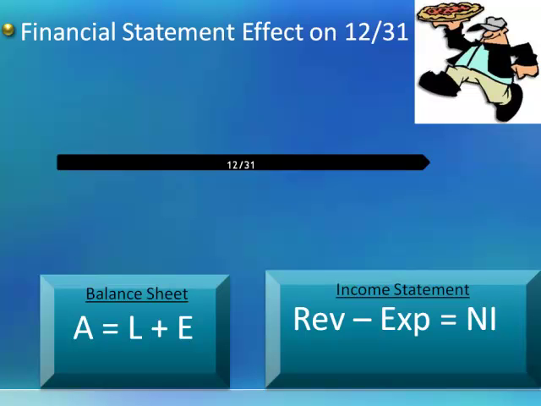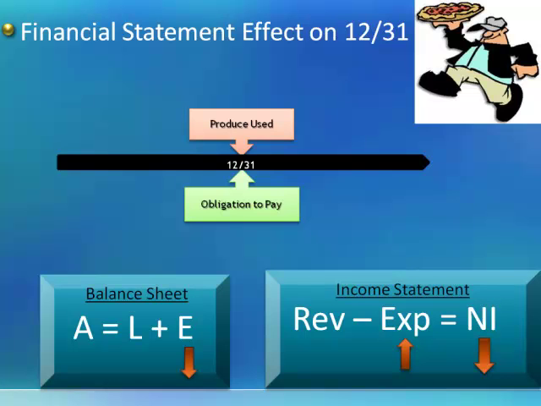How does this affect our financial statements? The produce was used. We know that we recognize an expense anytime we use a product or service. So since we used produce, we have an expense. Expense causes net income to go down. Decrease in net income causes equity to go down. We also incurred an obligation to pay. An obligation is a liability, so our liabilities are increasing.